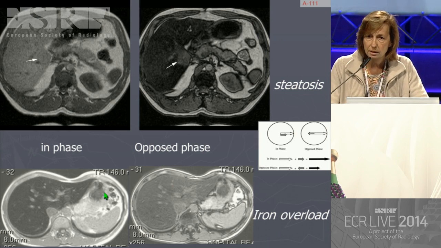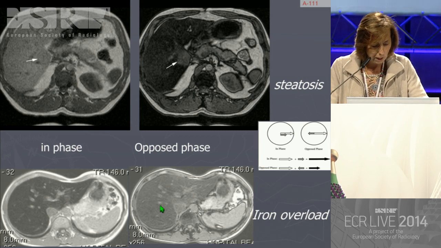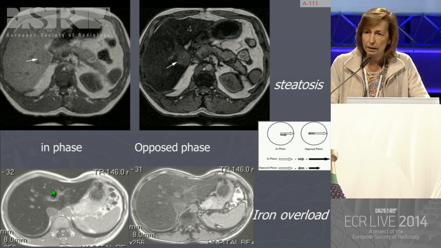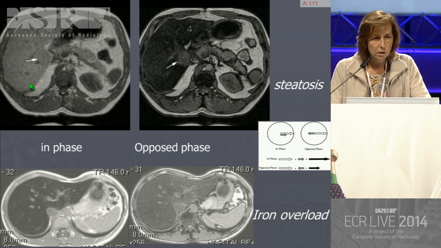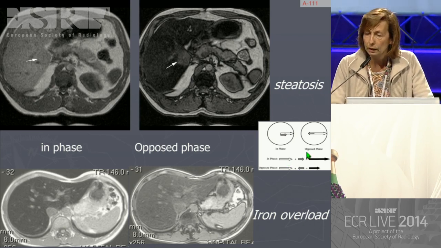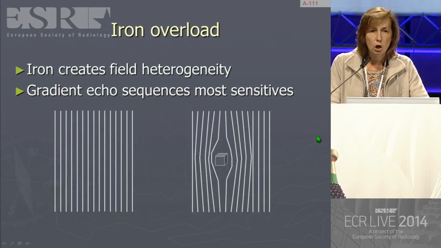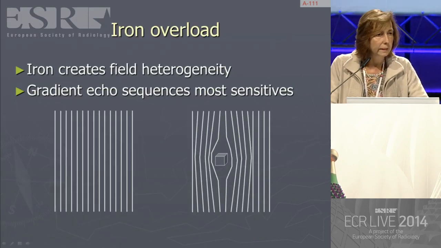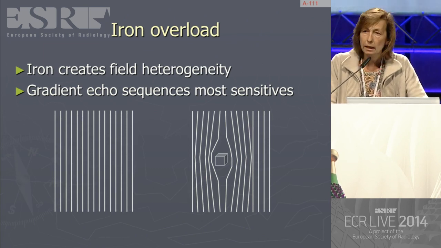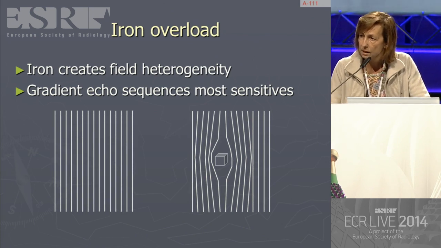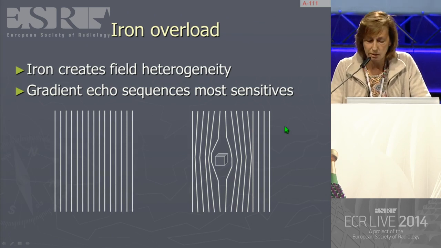On the contrary, this is our patient. In our patient, this is the reverse situation where we do see a drop in signal intensity on in-phase imaging. Does this have something to do with in-phase and opposed phase? No, and I will explain what, but this is related to iron overload due to the increase in the T2 value. You know that iron overload creates MR field heterogeneity, and this heterogeneity is highly sensitive, much more sensitive when using gradient echo sequences, as you see here.